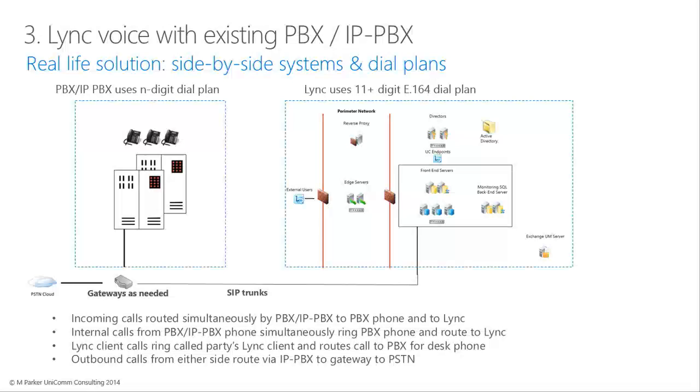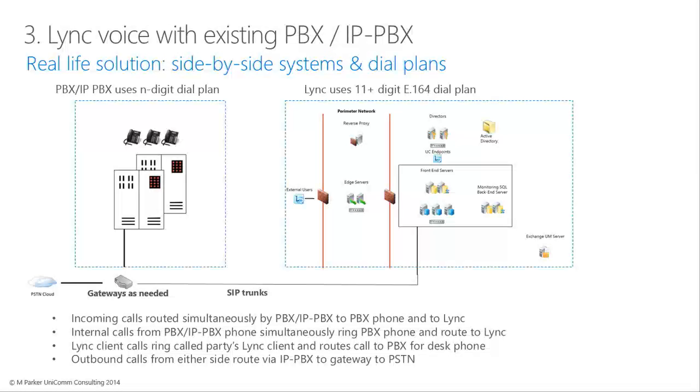Internal calls from the IPPBX phone, again, simultaneously ring the PBX phone, and they route to Lync. So internally, I do the same thing. If I'm over on this side and I call, the Lync client calls will ring that party's Lync client. So I call somebody else in the company, and of course, remember they've got a desk phone and a Lync client. So it'll ring their Lync client, and Lync can route that call to the PBX for the desk phone, as if it were a home phone or a remote phone.